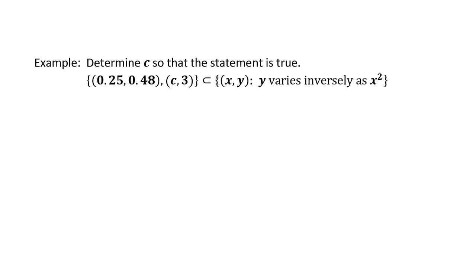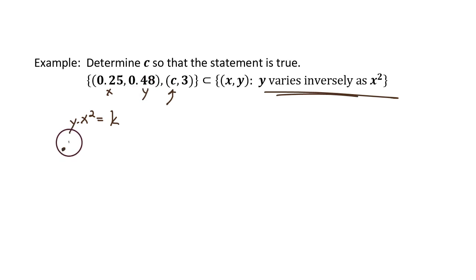This time we don't have a real-life situation, we just have some numbers. It says determine the value of c. So to determine that coordinate right there, so that this statement is true, that y varies inversely as x squared. So as soon as we're told this, we can make our model. y times x squared is equal to constant k. Then take known numbers for y and x to solve for k. Well, where are we going to get the known values of y and x? They're in this ordered pair. This is x, this is y.